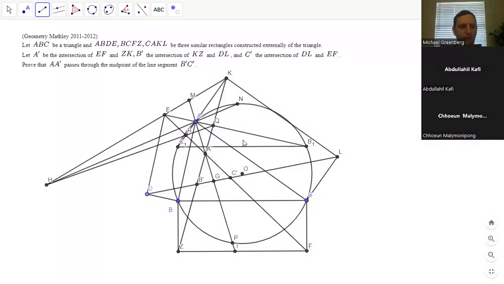See what time it is. We have about a half hour left. So Q is just where KZ meets AE, and R is where EF meets AK, and then QR we let it meet EK at H, and we want to show HA prime is parallel. I like that way of doing it.